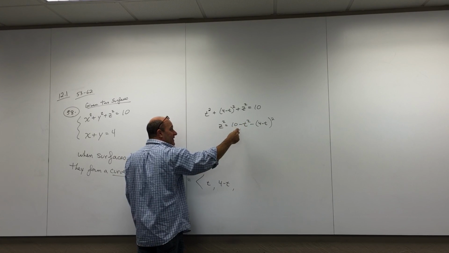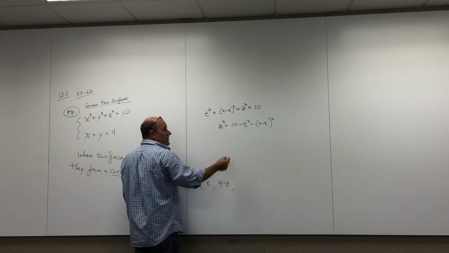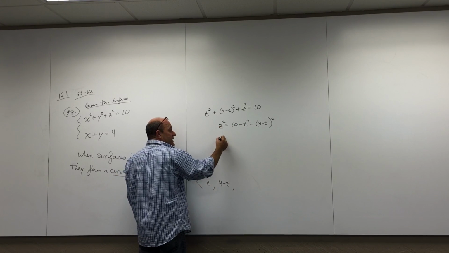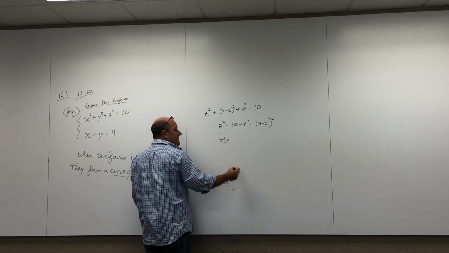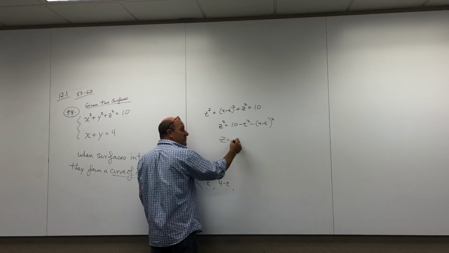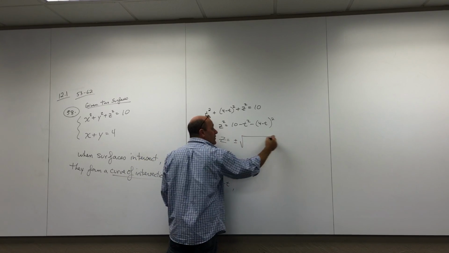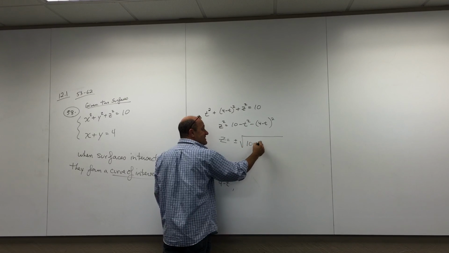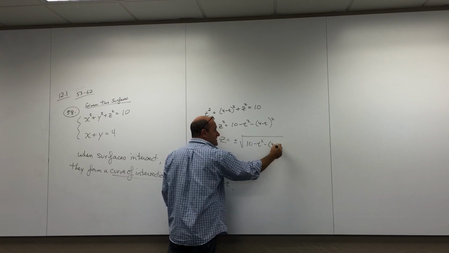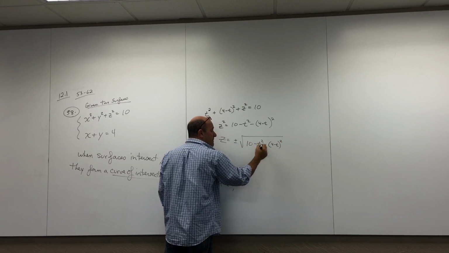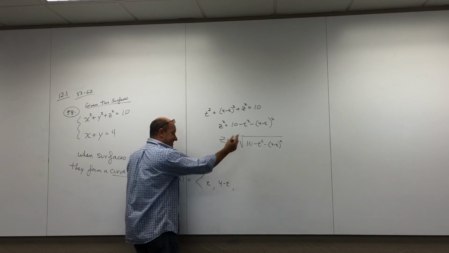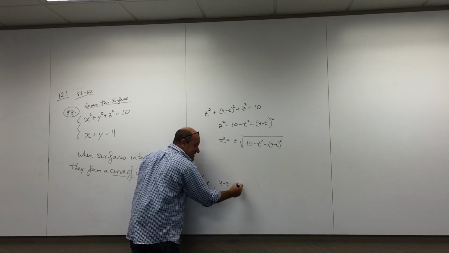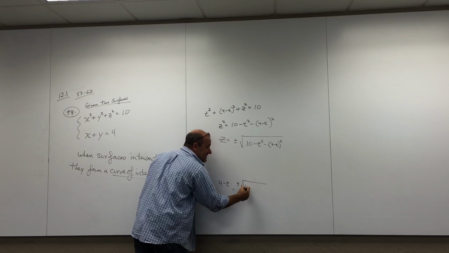Maybe that would help me a little, but I kind of don't want to. If I want to solve for z, guess what I do now? Take the square root. And technically it's plus and minus the square root of 10 minus t squared minus 4 minus t squared. And that's what I put for my z. I mean, was that easy? That was easy.